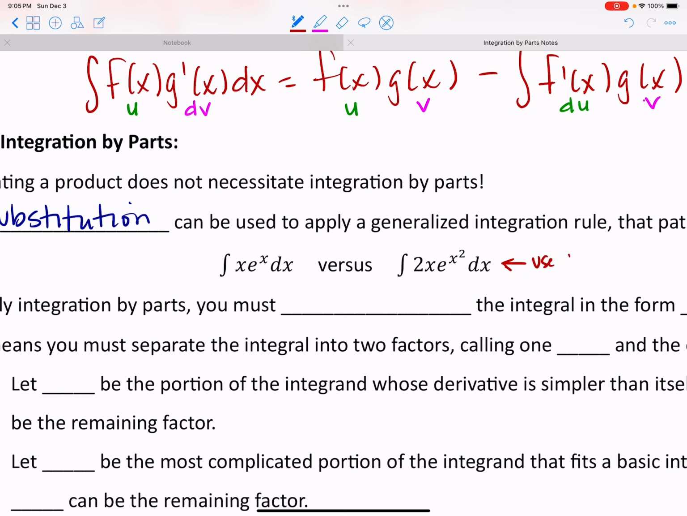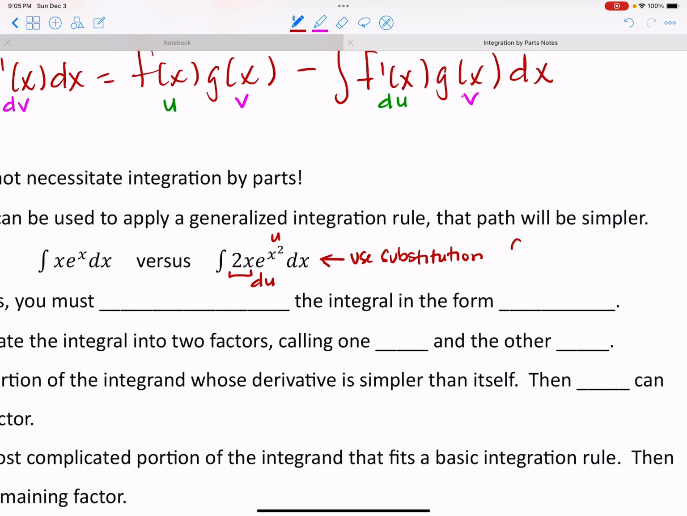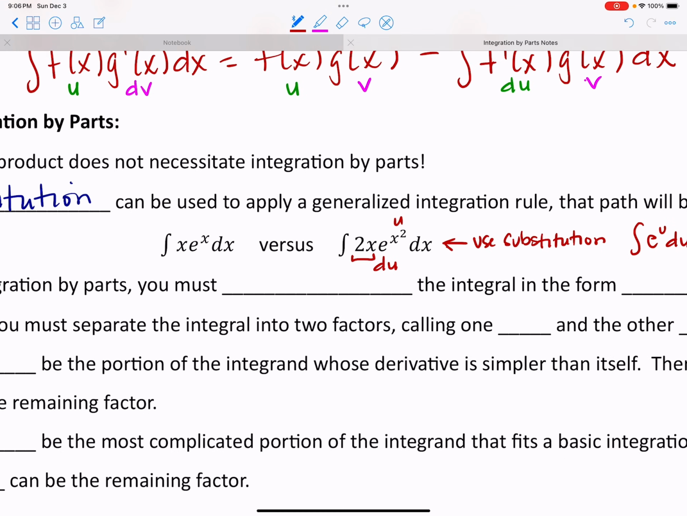We would just use substitution here. We would call this u, and then this would represent our du, and then we would just integrate using our e to the u power du rule, which means our integral would just be e to the u power plus c.